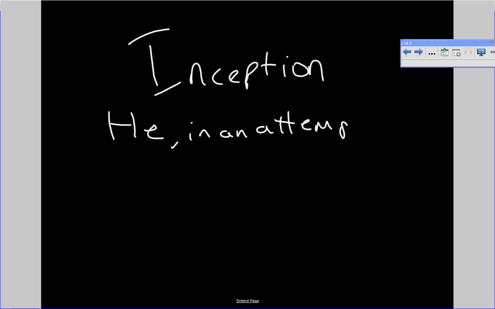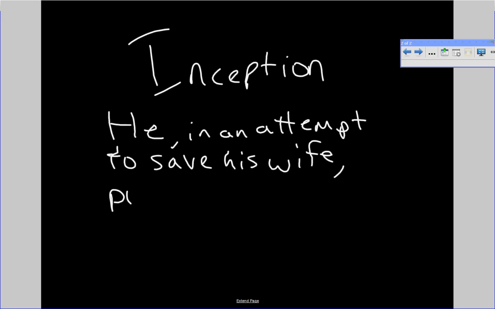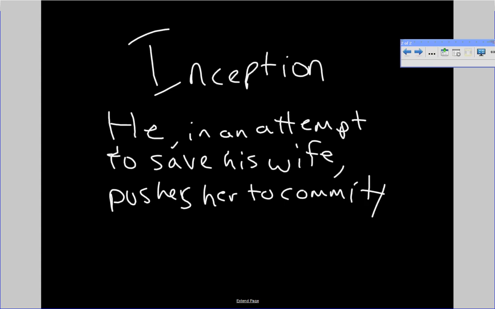Okay, so there seems to be an element of irony here that seems ultimately tragic, right? Because tragedy is often steeped in irony. Peripeteia, the tragic irony. So let's analyze it for a moment. He, in an attempt to save his wife, pushes her to commit suicide. That's basically it. Here, honey, I'm going to save you.